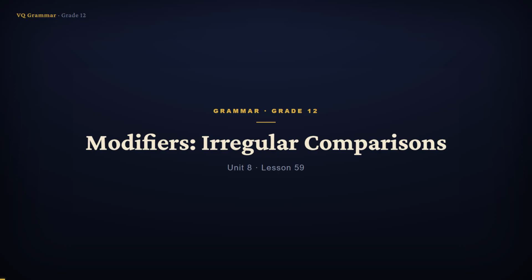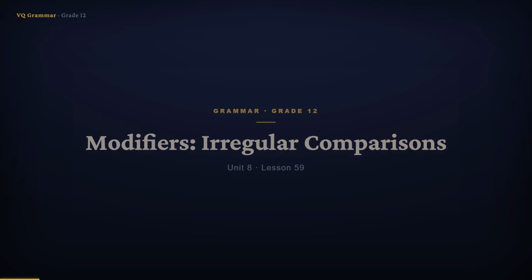This is Unit 8, Lesson 59, and today we look at a small group of modifiers that refuse to follow the rules. You already know how comparison usually works. You add ER and EST, or you put more and most in front. But a handful of very common words don't do either. They change shape completely. Good becomes better. Bad becomes worse, and there's no way to reason your way to those forms. You simply have to know them. The good news is that there aren't many, and by the end of this lesson, they'll feel automatic.